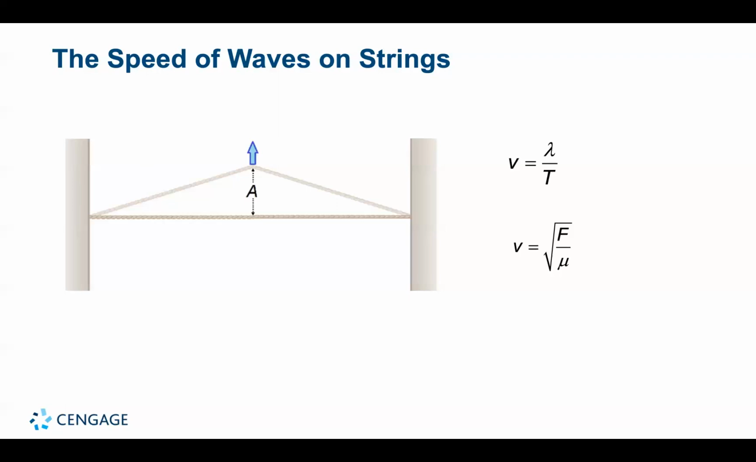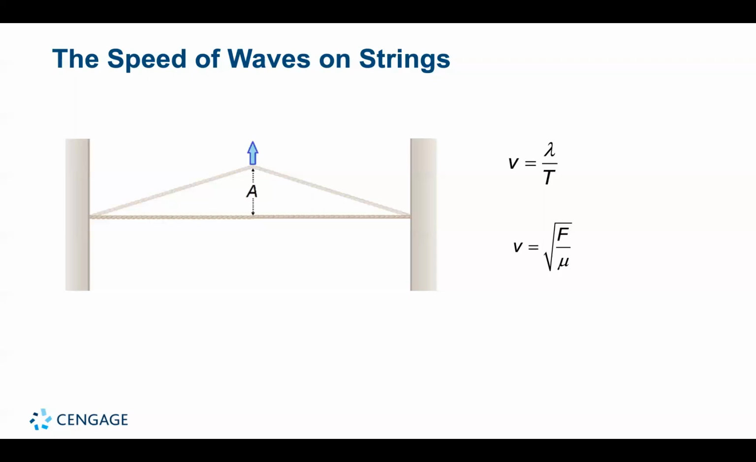The wave speed is given by the expression shown here, where F is the tension in the string and mu is the mass of the string per unit length, called the linear density. From this equation, we can see that a larger tension results in a larger wave speed, and a larger linear density gives a slower wave speed, as we expect.